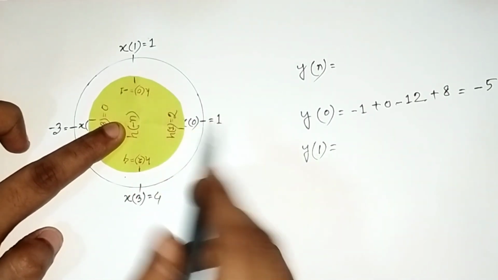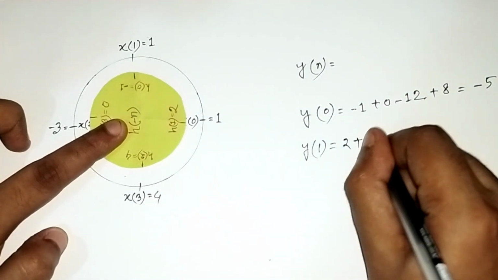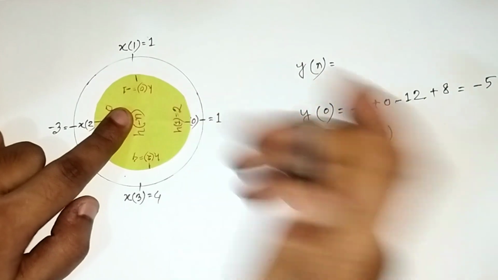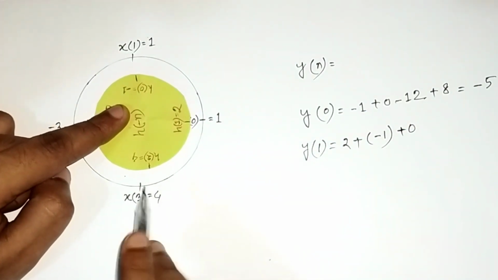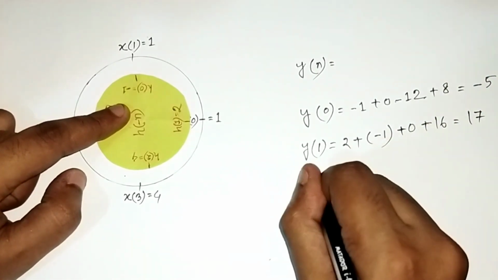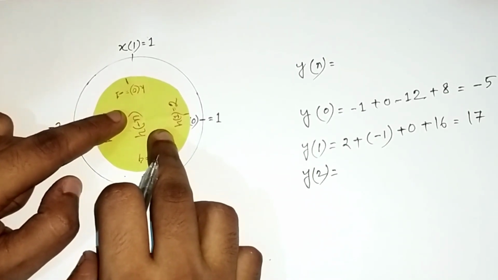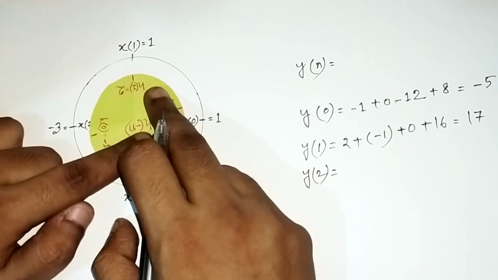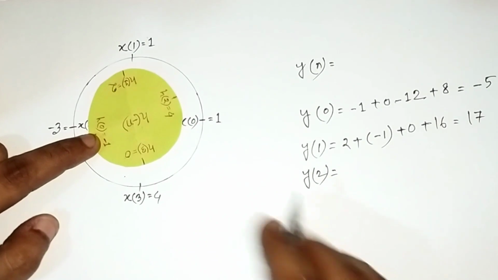2 times 1, 2, plus negative 1 times 1 is negative 1. Then 0 times negative 3, that is 0. And 4 times 4, that is 16. We'll again rotate the inner circle in anti-clockwise motion. After that we'll do the same again.